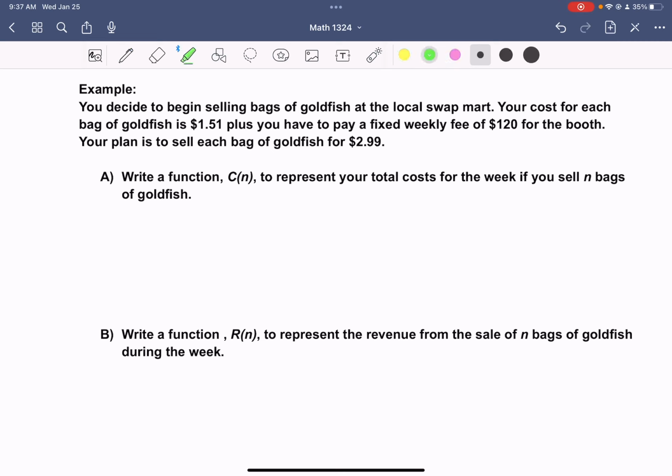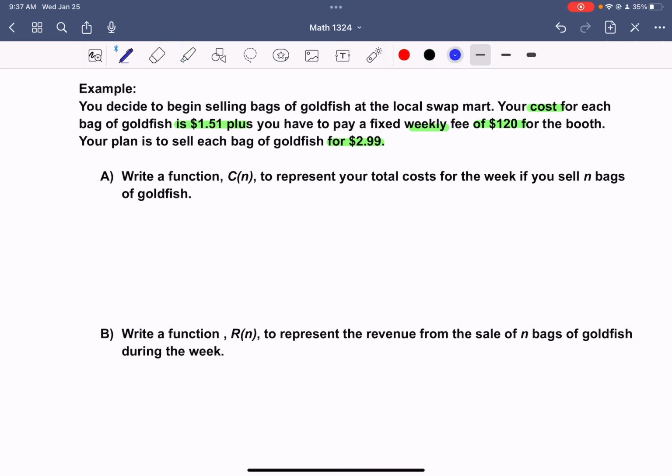Let's identify some information throughout this. First of all, $1.51 is our cost. Each bag is $1.51. Then we also have a value of $120, just having that spot at the swap mart. We are going to have to pay $120 a week. It doesn't matter how many we sell, they still want us to pay that $120 to occupy that booth. Lastly, it's going to be $2.99 every time we sell one. And so we're going to work through and create some of these equations as we go.